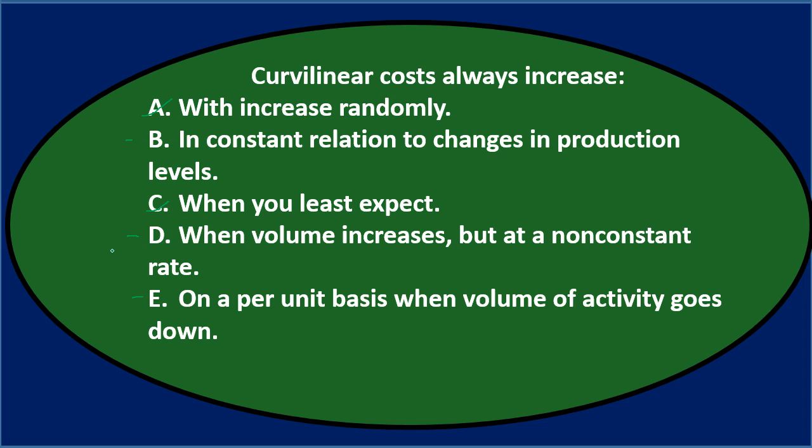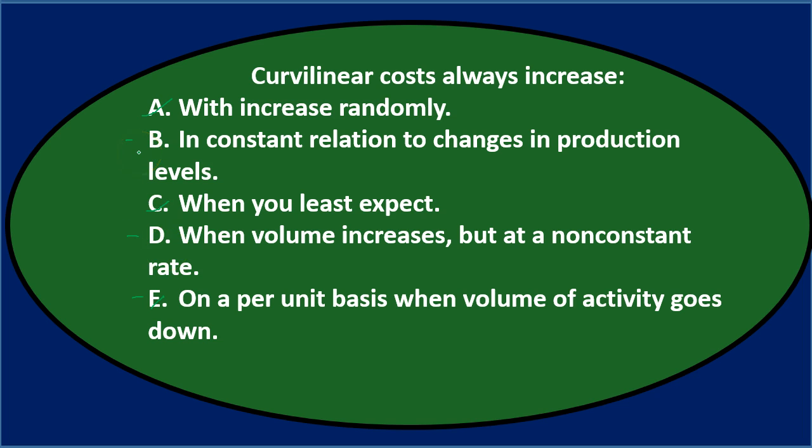We'll go through it again. Curvilinear costs always increase: B, in a constant relation to changes in production levels; or D, when volume increases but at a non-constant rate; or E, on a per unit basis when volume of activity goes down. Now notice E is saying when volume goes down, and that seems kind of unusual. You would think that it would be an increase in volume, so we would think that E probably wouldn't be it. And then we're between B and D.